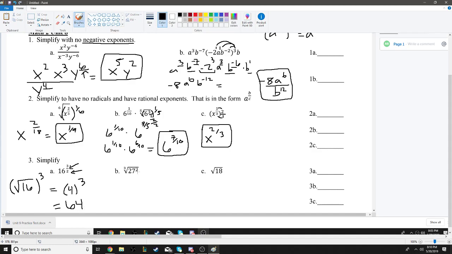For this one, even though the 2 is inside the root, we can still do that last. This is a third root. That means what number times itself 3 times is 27. So we've got 3 times 9 is 27, and 3 times 3 is 9. So we have a set of 3 3's. So therefore, this problem is going to be 3 to the second power, which is 9.